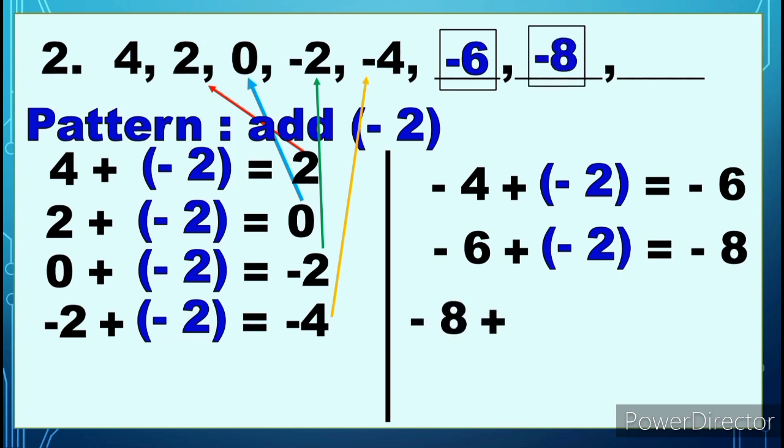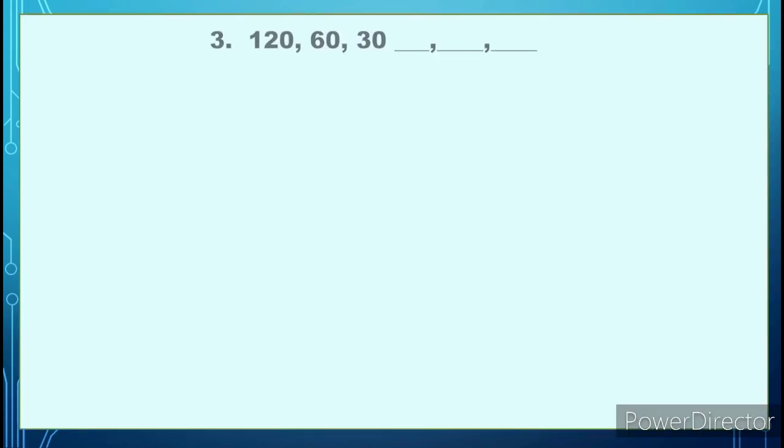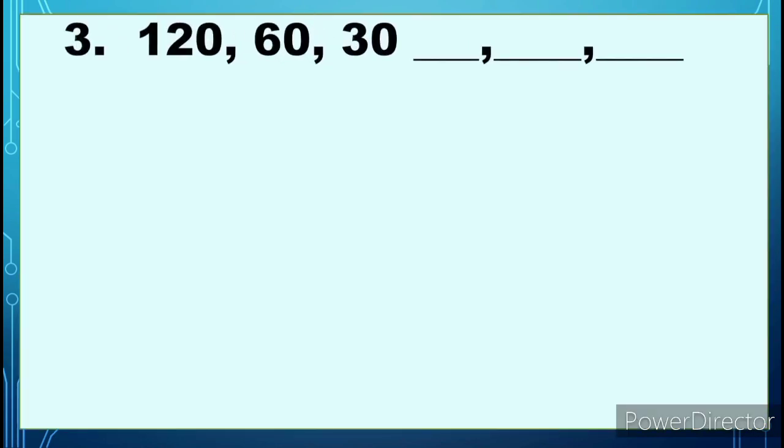So, we have negative 8. Next, negative 8 plus negative 2 equals 8 plus 2 is 10. Then copy the common sign, negative. So we have negative 10. So therefore, the next three terms of the sequence are negative 6, negative 8, and negative 10. Okay, now let's have number 3. So the number 3 sequence is 120, 60, 30.